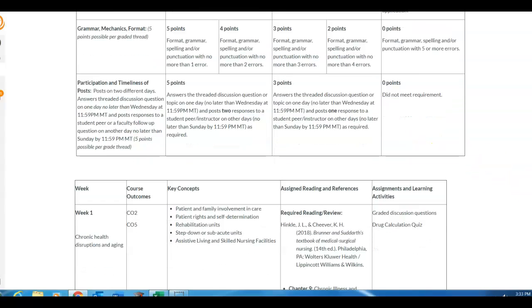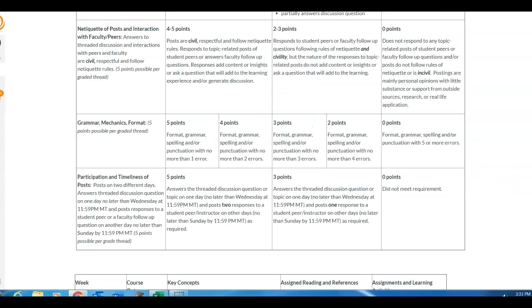We do try to be very consistent with our grading when it comes to the discussion rubrics, because please remember the students have on-ground components, and if they feel that one instructor is grading different than another instructor, sometimes that gets reported to the deans or the assistant deans on ground.